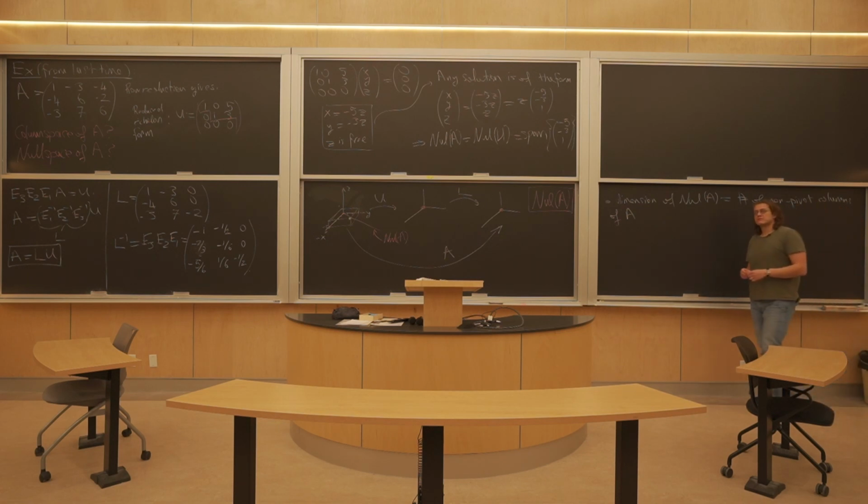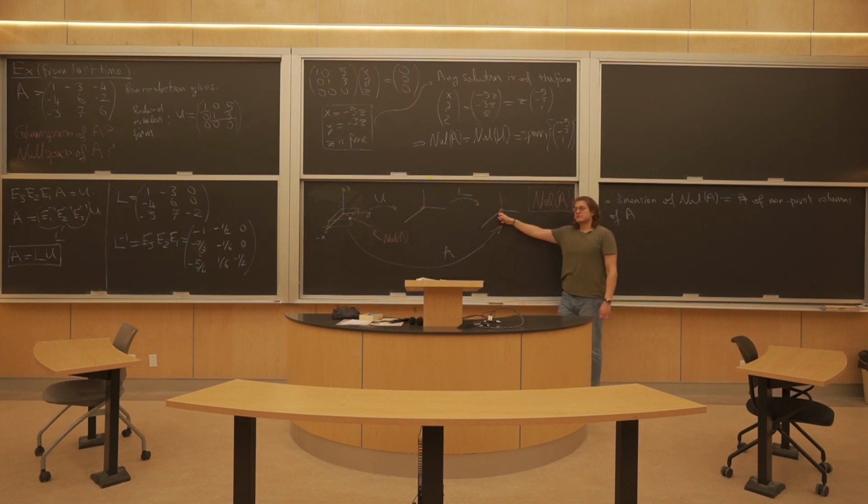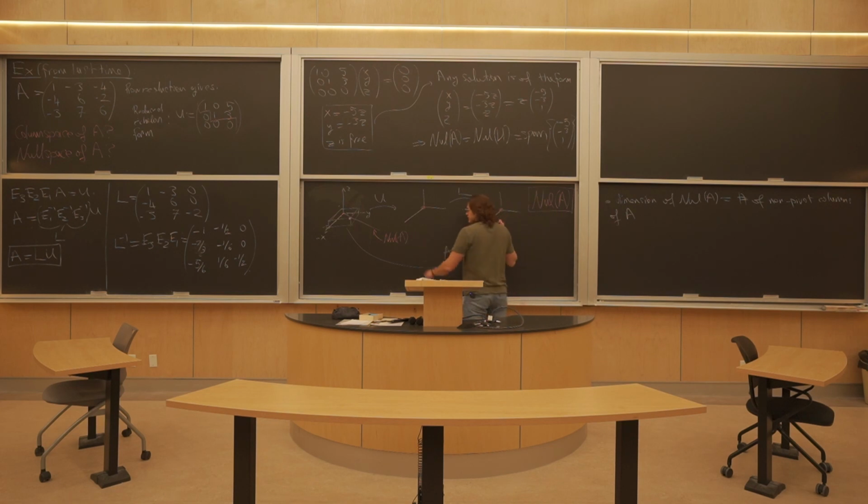Yes? Sorry, what's the null line again? Where does that come from? Oh, I just drew this. Okay. So recall, what is the definition of the null space? The null space is all those inputs that under A are ultimately mapped to 0. Okay. So this is the idea.